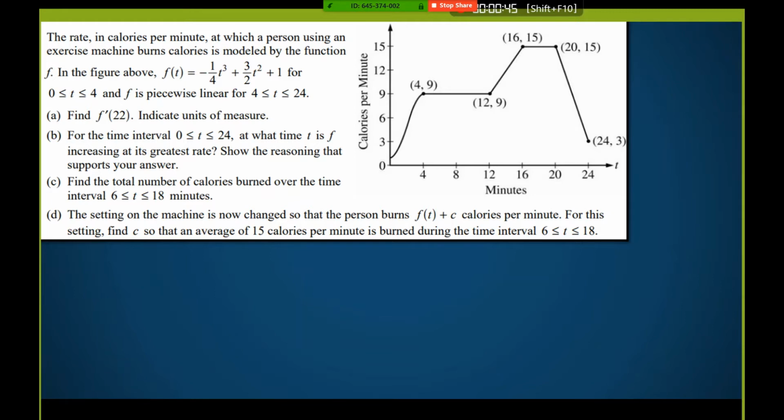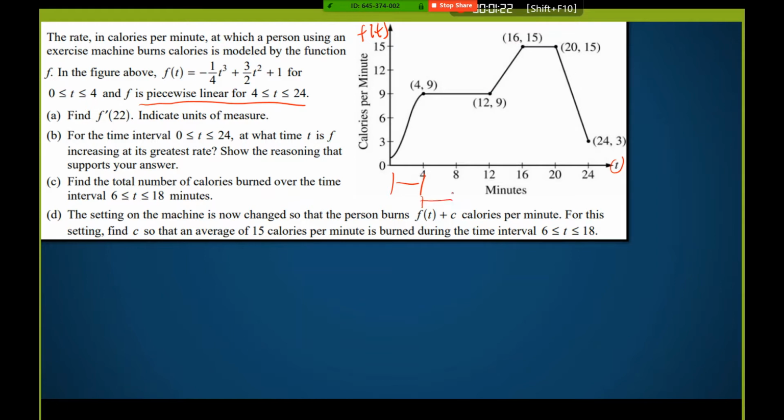Okay, so first thing we're going to do is take a look at what was given. So this is calories per minute, which is F of T. And our x-axis is T measured in minutes. So we could say for 0 to 4, F of T is given using this equation. But after 4, we're told that it is a piecewise linear function, which means there's different pieces of this equation that are linear.